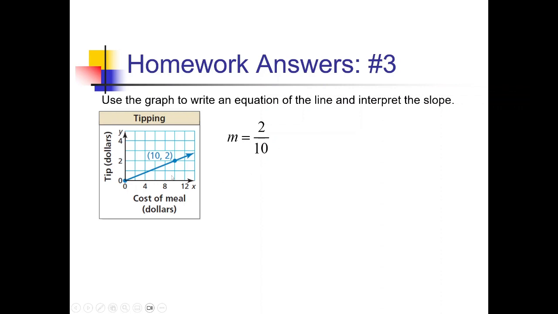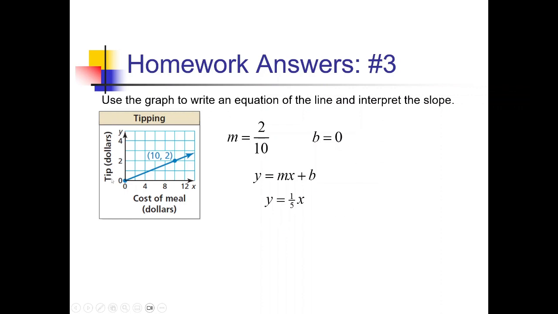For the y-intercept on this one, we're crossing the y-axis at 0, so that's our b value. Since we have both the slope and the y-intercept, we can use slope-intercept form, y equals mx plus b, to write this equation. We can turn our slope into 1/5, so that's 1/5 x plus 0, which we don't need to write. And they also wanted us to interpret the slope.